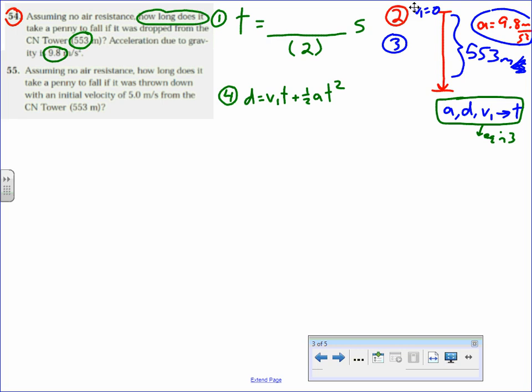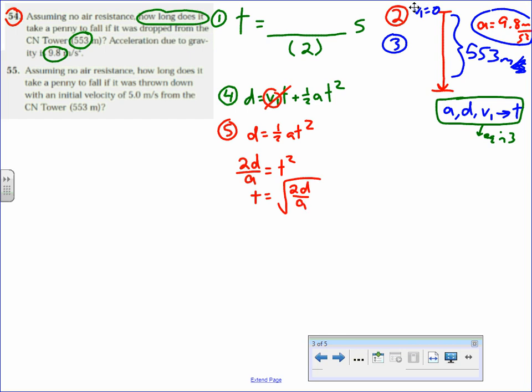Now something nice we can observe is if v1 equals 0, that cancels this entire term. So we're left, now we're kind of starting into algebra here, so I'll call this step 5. Distance equals 1/2 a t squared. So we know the acceleration, we know the distance, we need the time. So we can rearrange this equation. To rearrange the equation, we have to multiply by 2 and divide. So we've got 2d and divide by a, and that gives us time squared. So time is going to be equal to the square root of 2d over a.